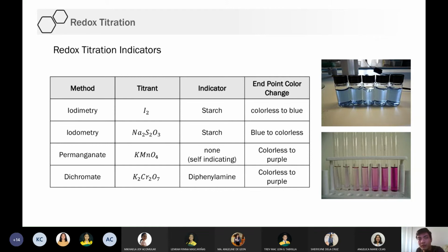Okay. So similar with acid-base titration, redox titration also requires indicators. No? Sometimes they require indicators, sometimes they do not. No? So these are the following types of redox titration.